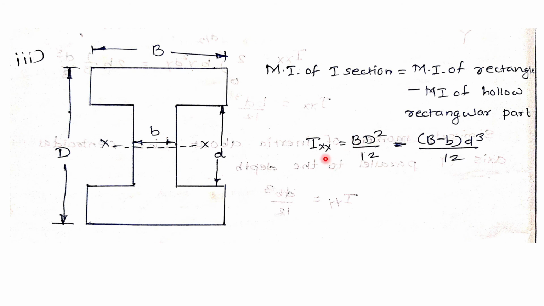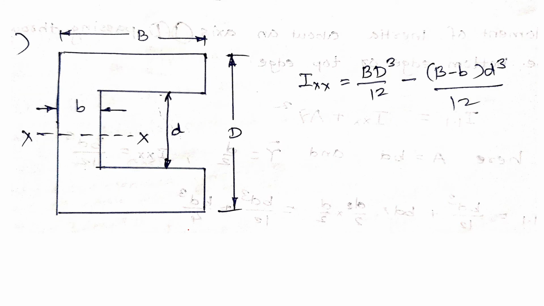So the formula is Ixx is equal to BD cube by 12 minus (B minus b) d cube by 12. This is cube, dear student, kindly consider it as cube. Again, this is Ixx. The same exercise you can do yourself by considering the axis of symmetry as the y-axis. So in that case, again b and d will be swapped.